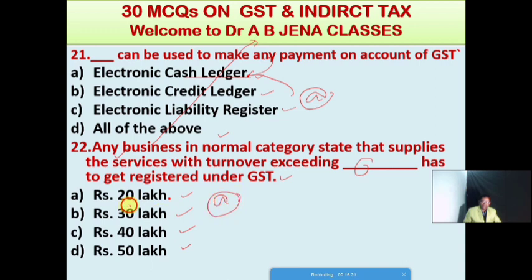So 20 lakhs. Any business in normal category status supplying services with turnover exceeding 20 lakhs has to get the registration under the GST Act. Okay, dear friends, you have to remember that 20 lakhs is the right answer for this MCQ.